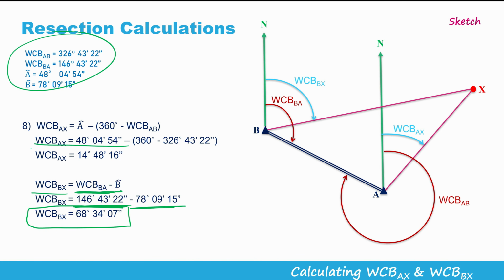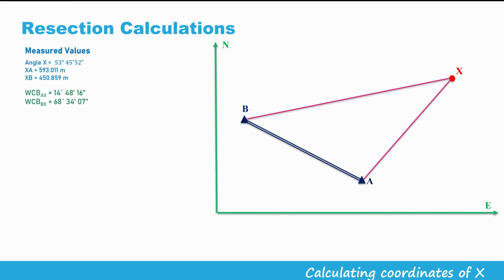Now we have calculated the whole circle bearing of AX and the whole circle bearing of BX, and these are very important for the next stage. So these are the whole circle bearings of AX and BX. Let's move to the next and last stage, which is calculating the coordinates of X. This is the last stage of our work, and this is the aim of our work: calculating easting and northing of X, this station here.